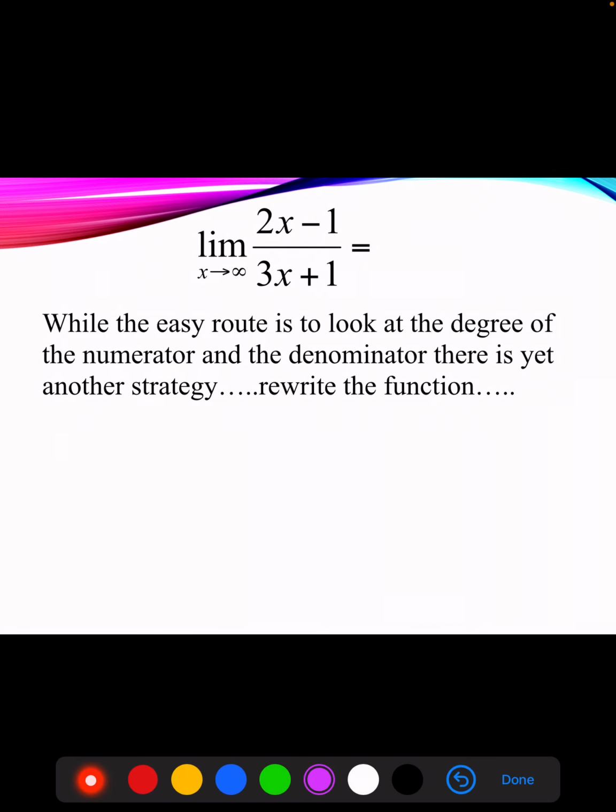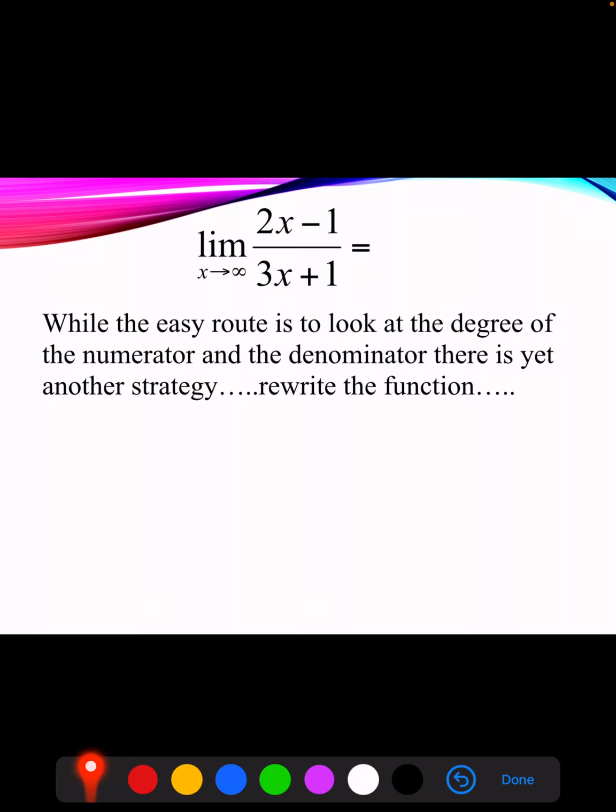Okay, so in this problem, there is that easy route, right? We just talked about it. Well, the degree of the numerator is 1. The degree of the denominator is 1. The limit is equal to 2/3, okay? Because that's where the horizontal asymptote occurs. That's the same concept in terms of limits.